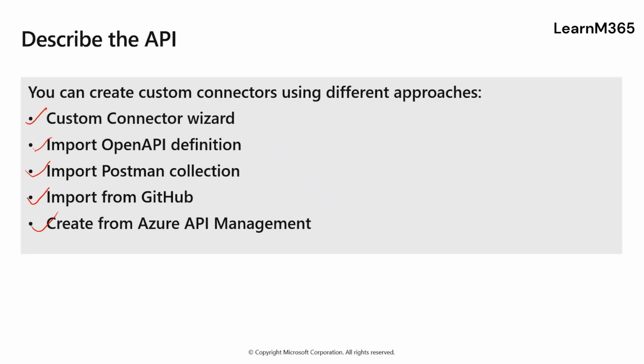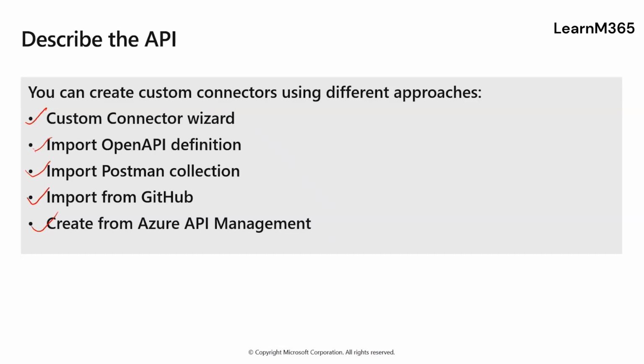However, if we talk about the Postman collection, Postman is a tool for testing REST APIs. You can use this tool to perform the actions on the API that you want to describe and then save them as a Postman collection. This collection is then imported to describe the API in a custom connector, and this way you can work.